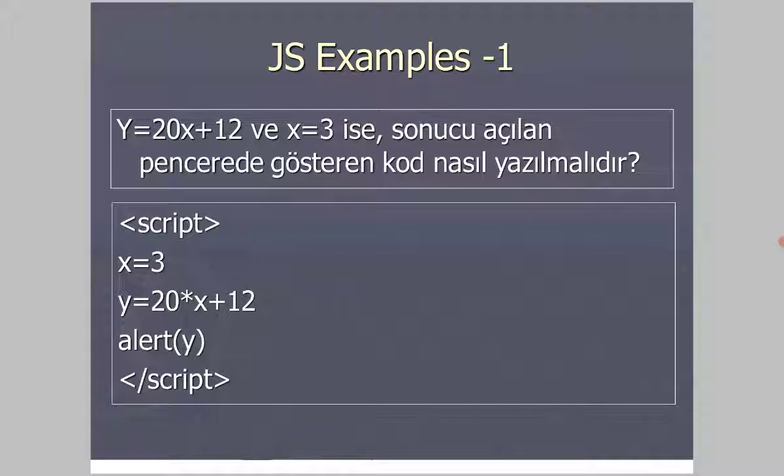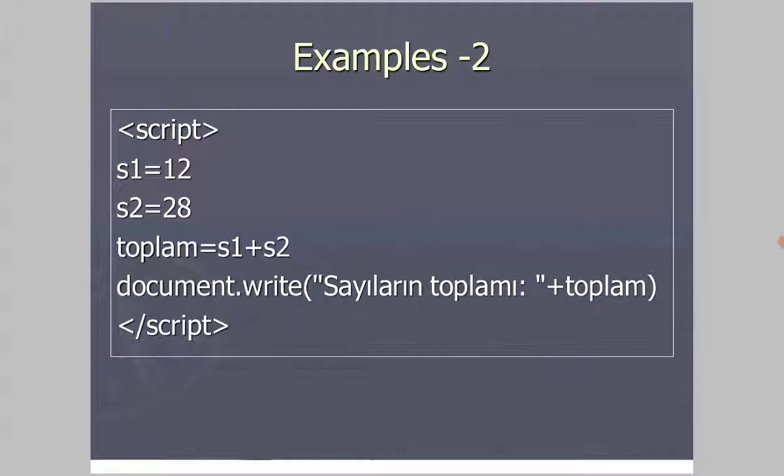Here we are using a script and slash script. X is equals to 3, y is equals to 20 into x plus 12. Alert y, which will display the output of the result on the screen by using some dialog box. So this is another example using document dot write statement. S1 is equals to 12, S2 is equal to 28, total is equals to S1 plus S2. Document dot write within quotes some message plus variable, slash script.